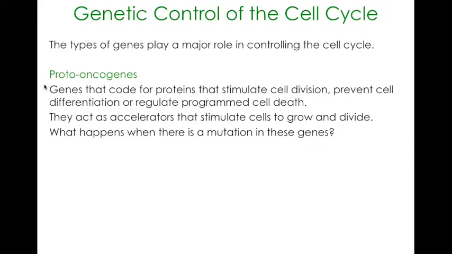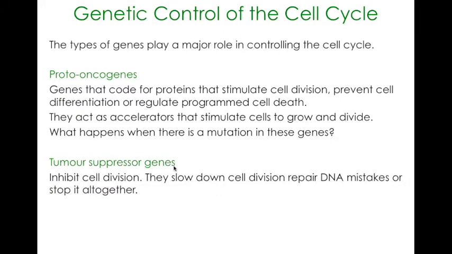Okay, now the second one are what we call tumor suppressing genes. Now the tumor is this uncontrolled growth, so a tumor suppressing gene is a gene that suppresses growth within the organism's cells. They inhibit cell division. So you can see there, the proto-oncogenes and the tumor suppressing genes do kind of like the opposite thing. The proto-oncogenes will stimulate growth. The tumor suppressing genes will inhibit growth. They slow down cell division to repair DNA mistakes, or they will stop it altogether, depending on the situation.